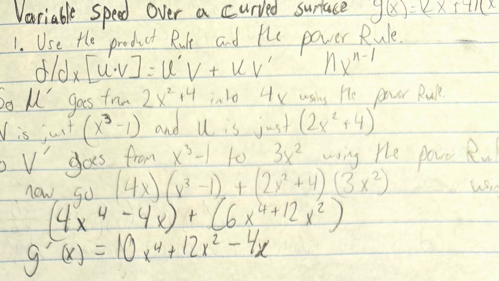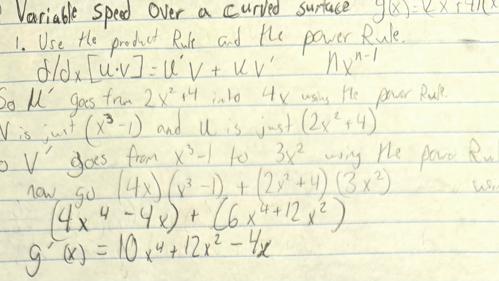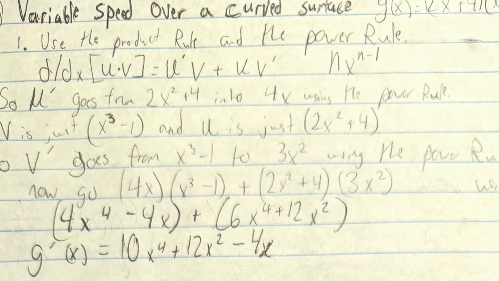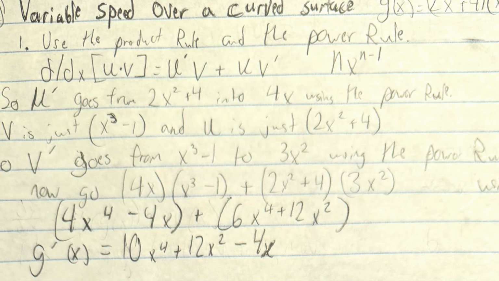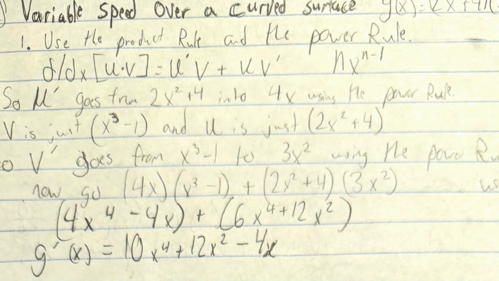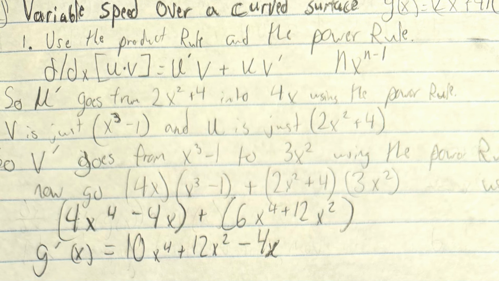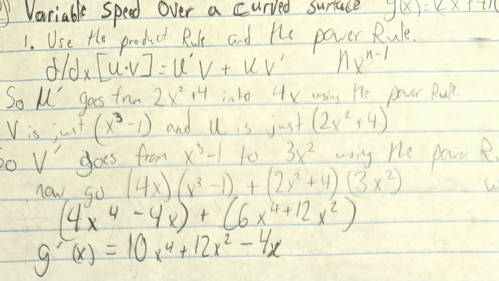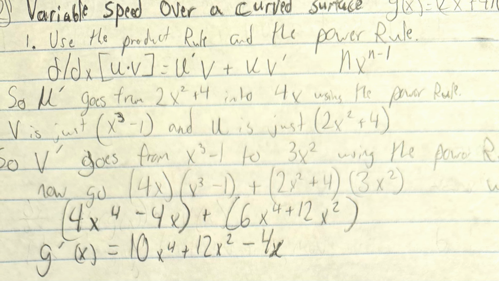For v, we know that's x to the third minus 1, and we know u is just 2x squared plus 4. For the derivative of v, it goes from x to the power of 3 minus 1, and you just use the power rule, which turns it into 3x squared, because that constant goes away. You times the 3 times the x, and then that power of 3 turns into power 2, and that's using the power rule.